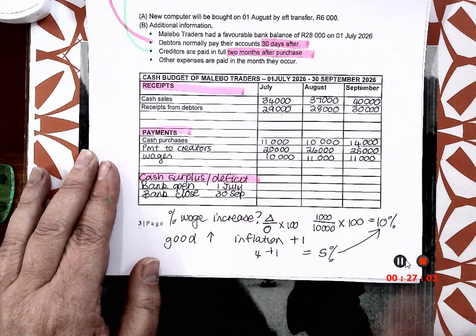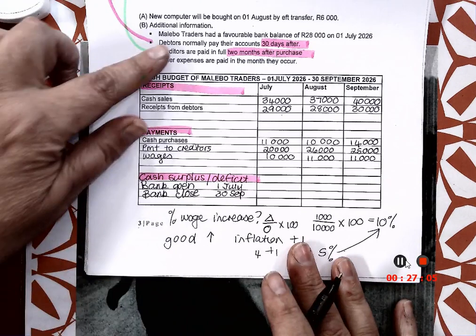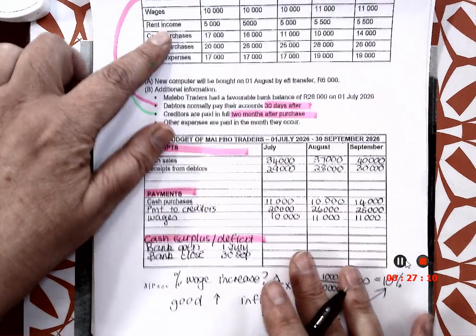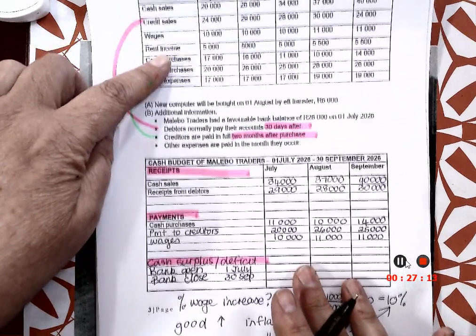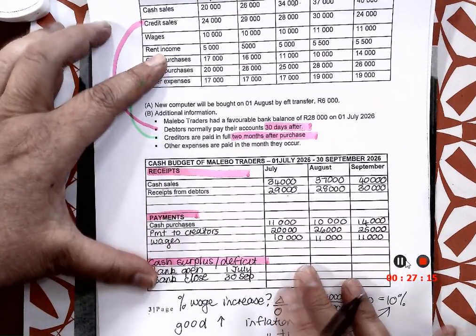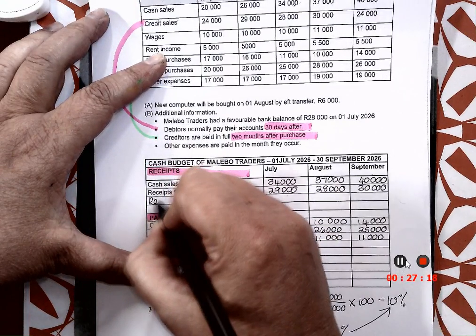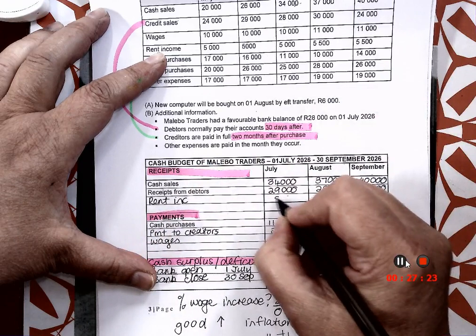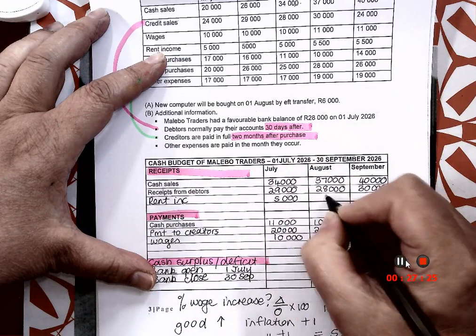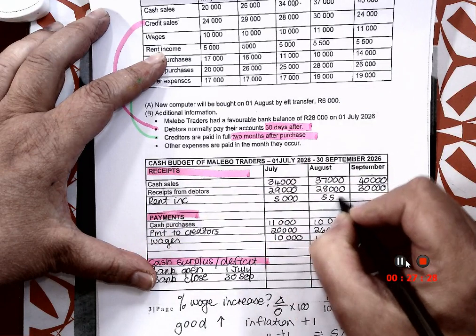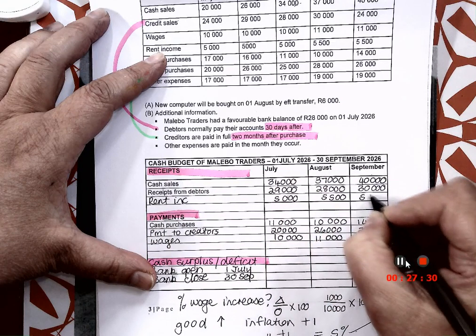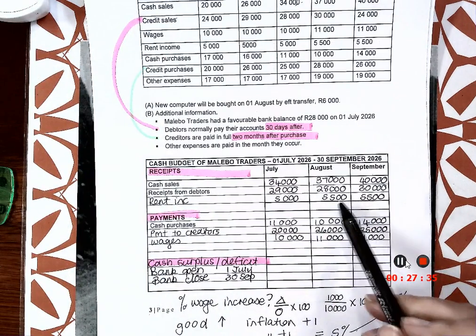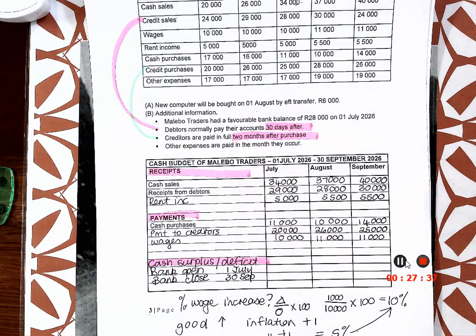Okay, let's go. Next one is rent income. At this stage they didn't give me info, so I assume I'm receiving it in the same month. Can you see there is also an increase? What's the increase here? It's also 10% if you work it out. So this would be 500 divided by 5,000. Okay. Next one. We've done those.